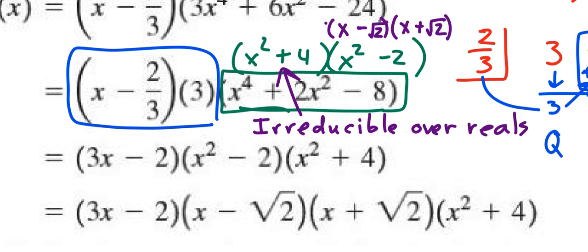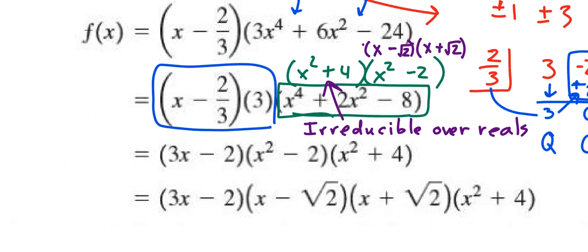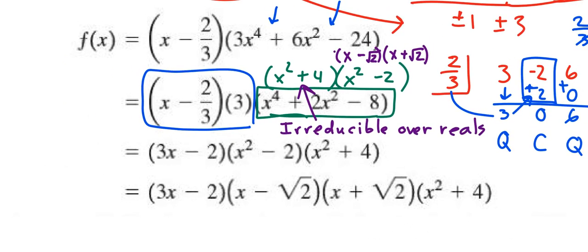You had your linear factor 3x minus 2. You had another linear factor of x minus radical 2 and x plus radical 2. And you had the irreducible quadratic x squared plus 4. Yes, folks, this is going to be factoring on steroids. So we don't want imaginary numbers. We're not going to go past the real numbers to imaginaries. We're going to stop right there. Those 4 factors, we're going to call it quits when we get to that irreducible quadratic.